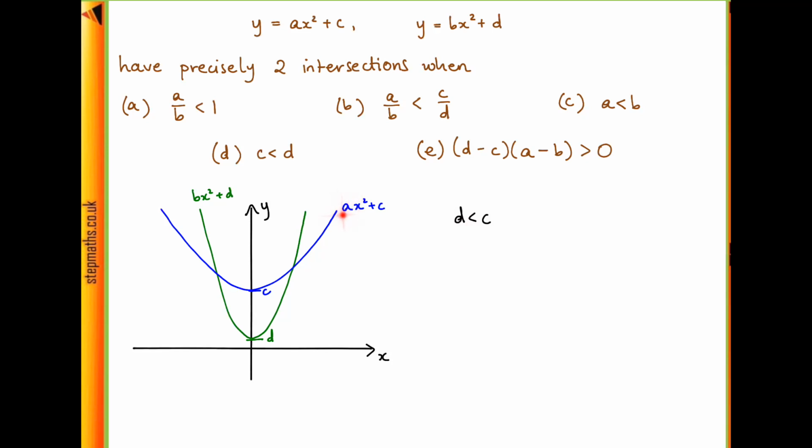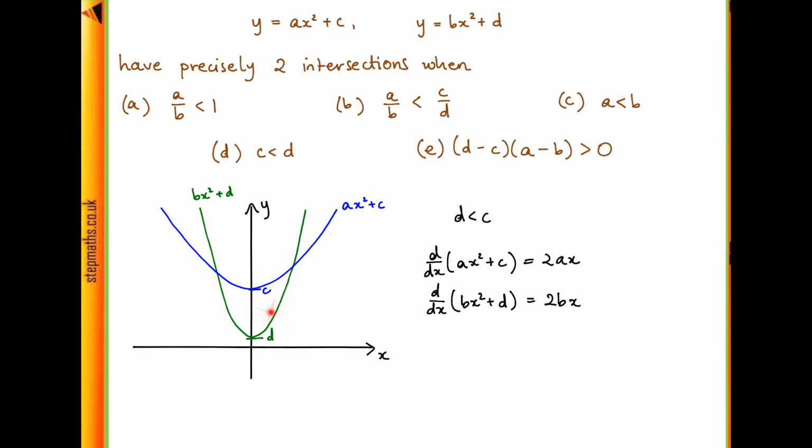Now we also have that a is just stretching our quadratic in the y direction, so the greater a is, the steeper the sides of the quadratic will be, and similarly for b with this quadratic. Or you can also think of it in terms of the derivatives. The greater a and b are, the steeper the gradient as x increases. And now we see that the gradient of the b quadratic is steeper than that of the a quadratic, and so in this case, we also have that b is greater than a.